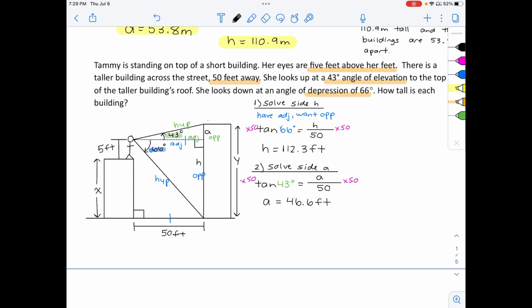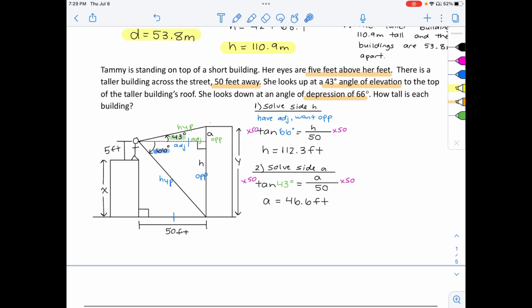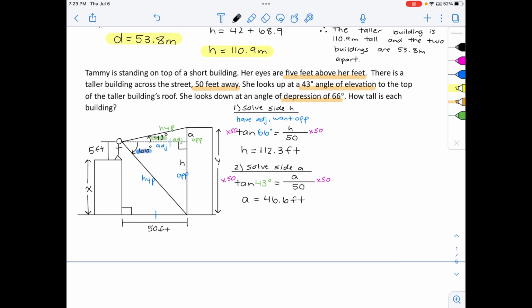When you're doing these types of questions, make sure you are continuing to go back and reread the question so that you know that you're actually finding the right thing. So I want to know, how tall is each building? Both of the heights of the buildings are not actually any of the sides of my triangle, but because I just found the two sides, this one and this one, I can find the heights of the two buildings. So my third step here, I'm going to find the height of the shorter building.